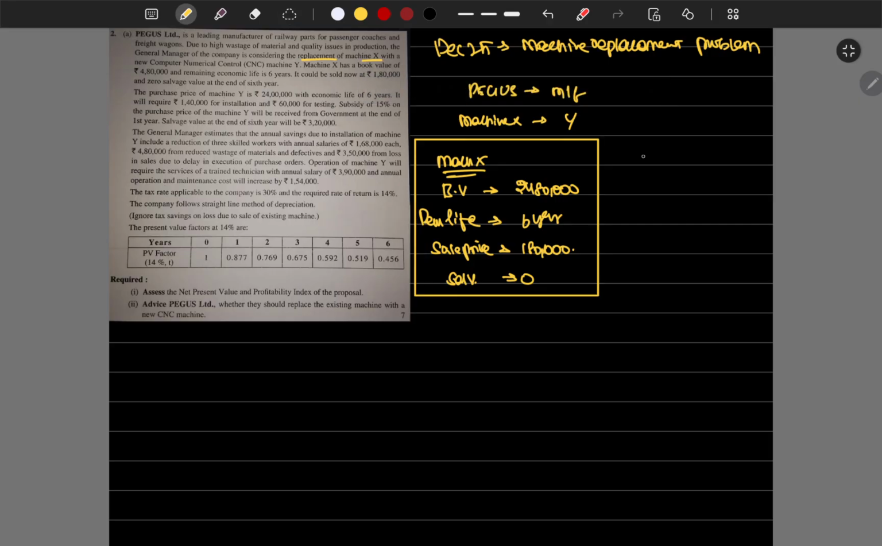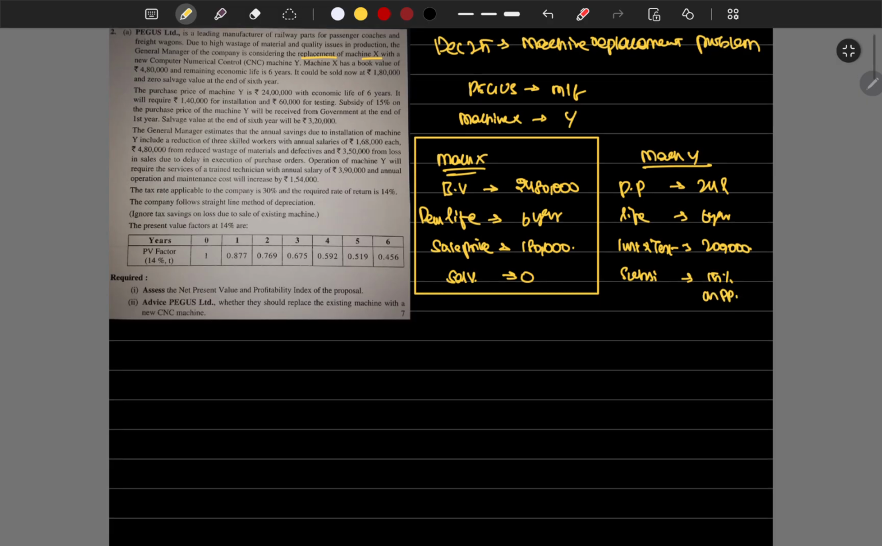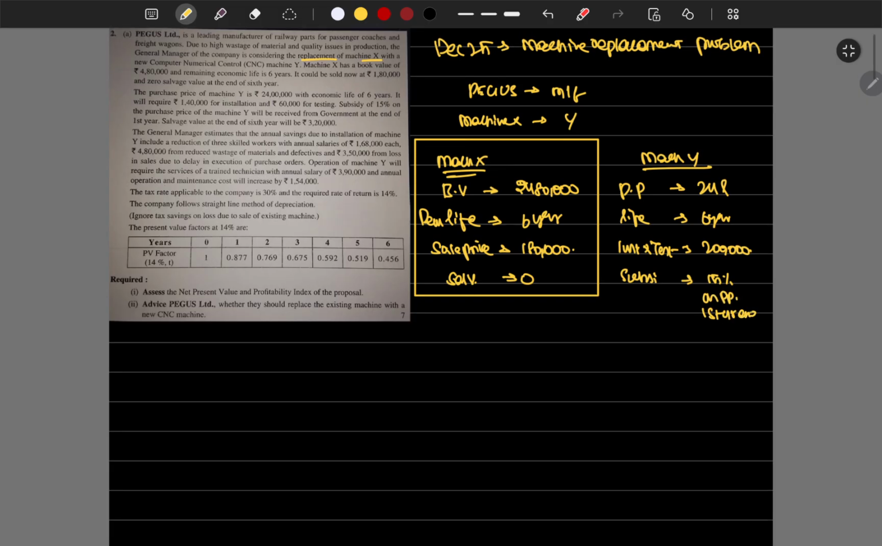Machine Y details have been given. Purchase price 24 lakhs. Life 6 years. Installation and testing 2 lakhs. Subsidy 15% on PP, received at the first year end, so the time value of money has to come here. Okay, we are calculating the initial cash outflows.